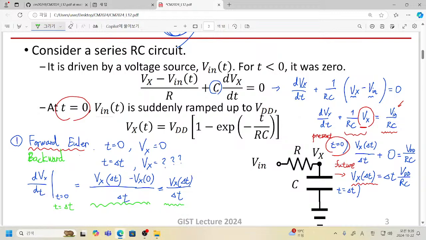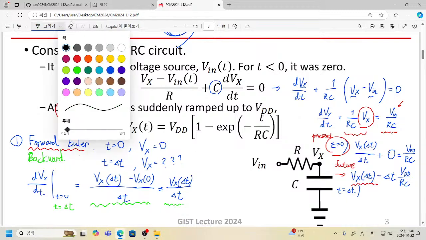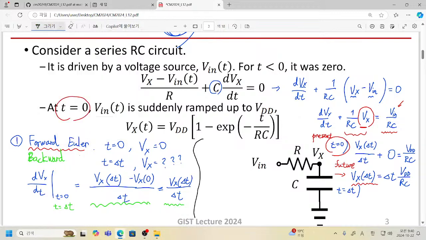Okay, so now we have different or the same expression because the initial condition is the same. Now I will just apply our backward Euler to our RC problem. In this case, t equal to now delta t. Then let me just do it. In this case, the time derivative just becomes Vx at delta t divided by delta t, as we did previously.